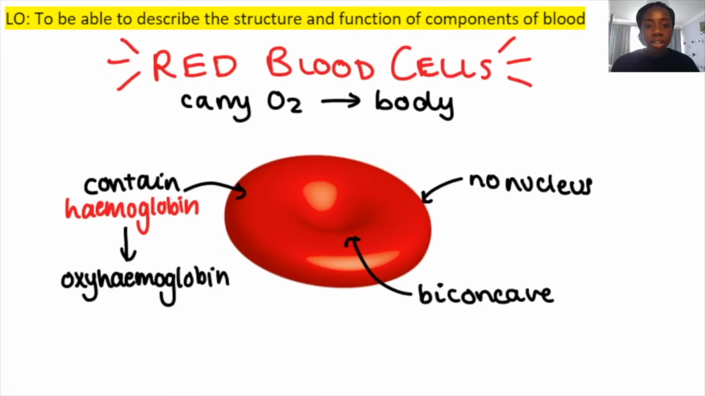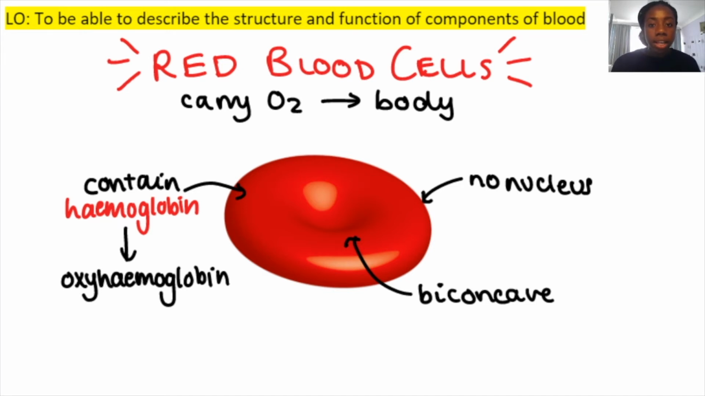The first major component of the blood are red blood cells, which are mainly responsible for transporting oxygen all around the body. So they do have a few adaptations in order to carry out this function properly. First of all, if we look at the picture of the red blood cell, we can see that it has a biconcave shape, and this means it kind of dips in toward the center. And this helps maximize its surface area to increase the rate of diffusion of gases such as oxygen and carbon dioxide.